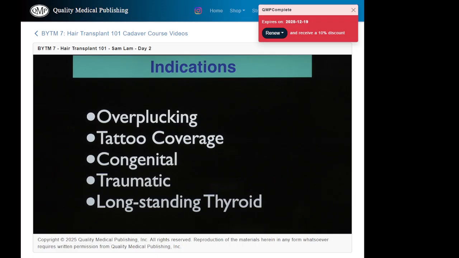Congenital absence of eyebrows, great. Traumatic cases where they've lost something from scar, cancer, whatever it may be, yeah, absolutely a great example. Long-standing thyroid: you don't want to do someone with unstable thyroid, but if they're long-term hypothyroid, things are stable, and they don't have hair back, transplant.